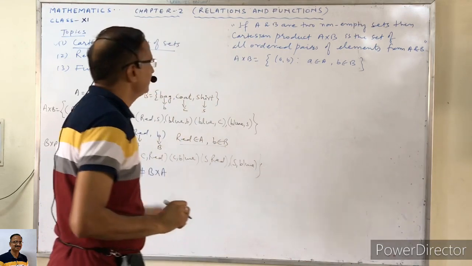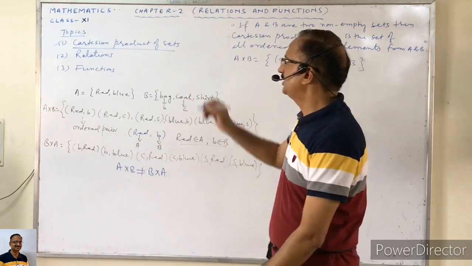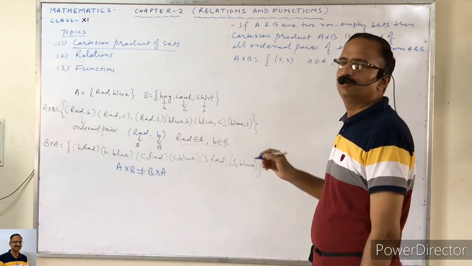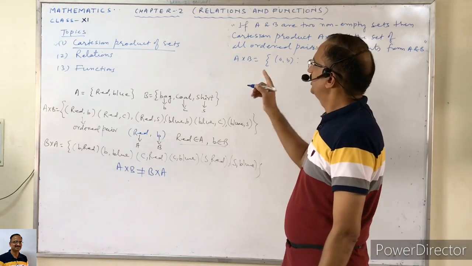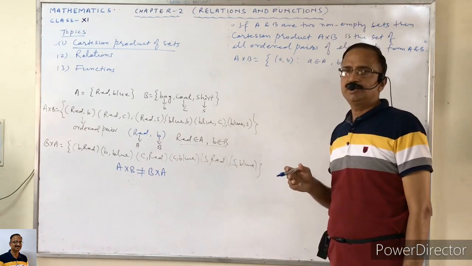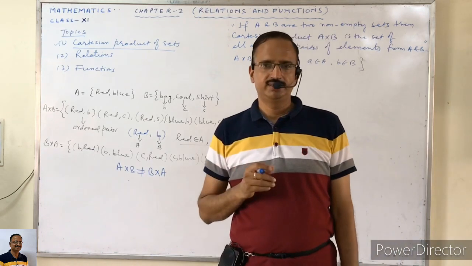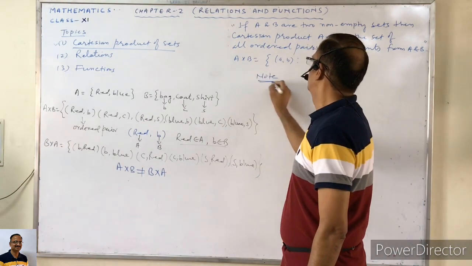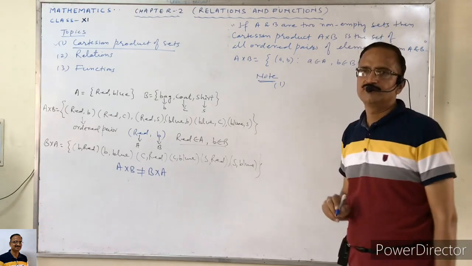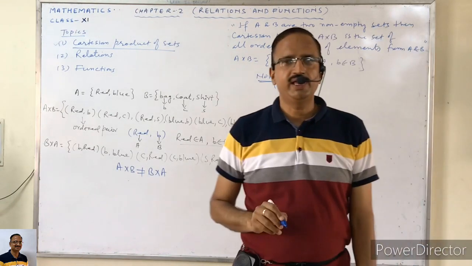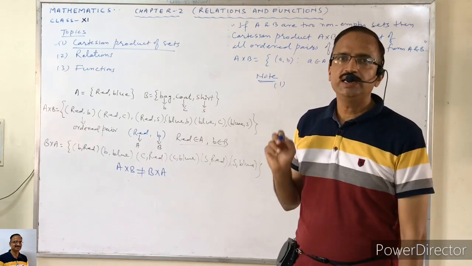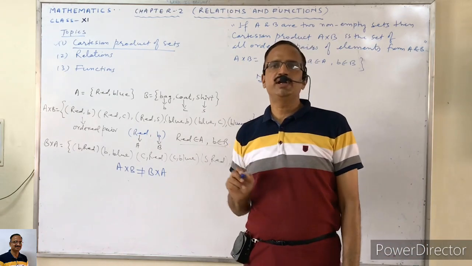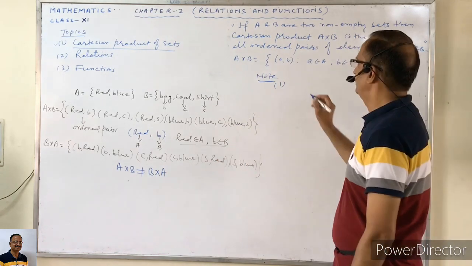And this is the best example for this Cartesian product. Now, we have some important things that should be noted. So, note. First, two ordered pairs are equal if their corresponding elements are equal.